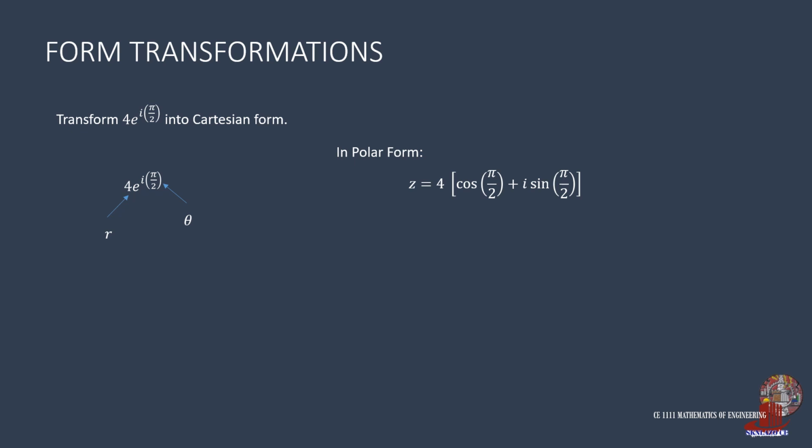This is used to take the Cartesian form, so multiply 4 by cosine pi over 2 to get 0 for the real number. Then 4 times i sine of pi over 2 to have 4i for the imaginary. So z is 4i.